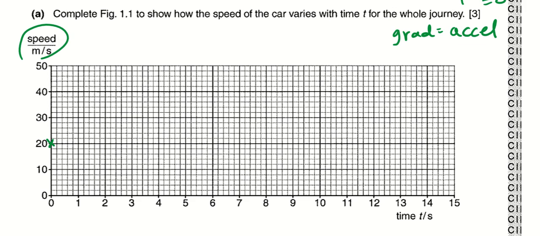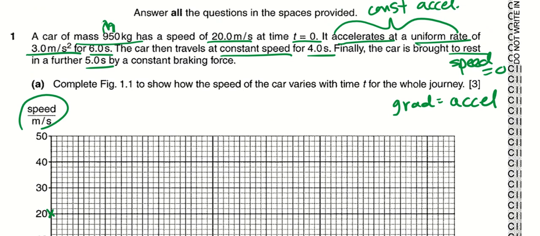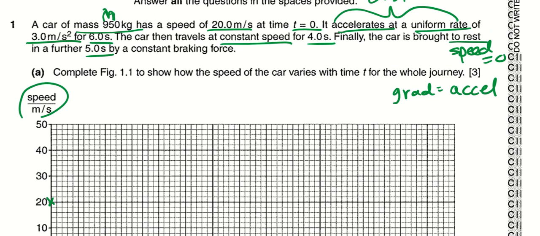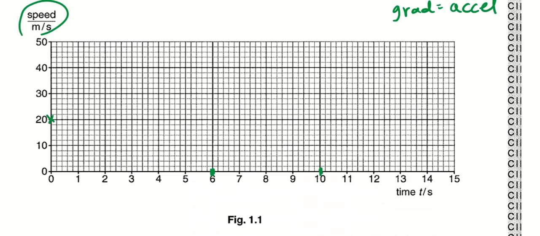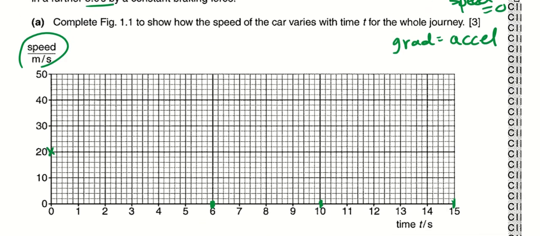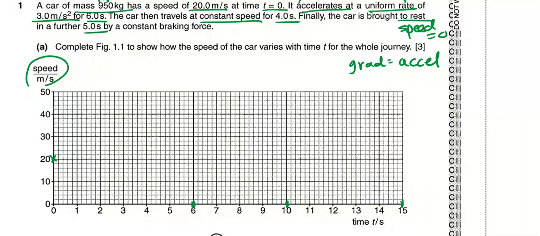So I will mark out the time, 6 seconds. It travels at a constant speed for 4 seconds. 6 plus 4 will give me 10. And then it decelerates, brought to rest in a further 5 seconds. Later on when I'm plotting, I'll make use of the time. Now complete figure 1.1 to show how the speed of the car varies with time t for the whole journey.